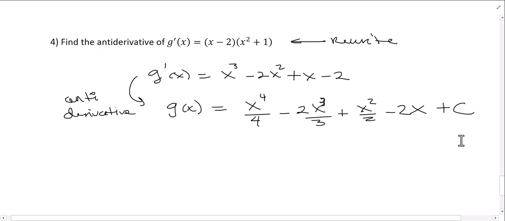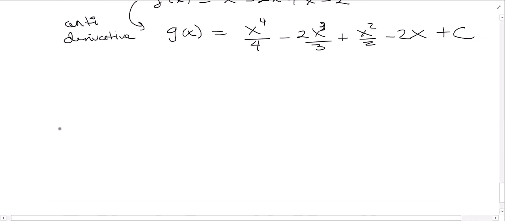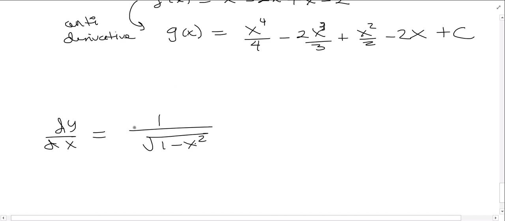A good thing to do is start reviewing all your derivatives and make sure that you know them forwards and backwards. You want to be able to recognize, like if I say the derivative of something is 1 over the square root of 1 minus x squared, do you recognize that derivative? Yes, hopefully. Then y is inverse sine of x.